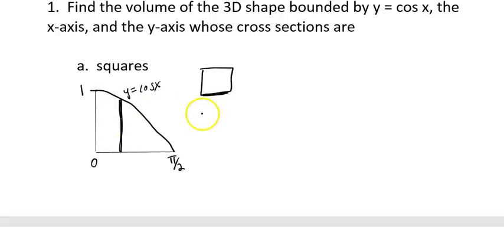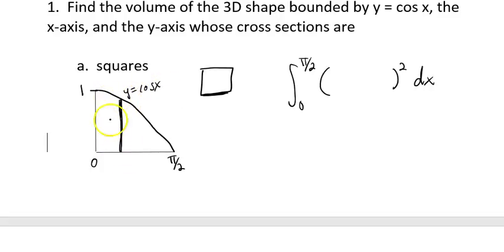Now, how this works is, where are we adding up these slices? Well, I'm slicing all through here, so I'm adding them up from 0 to pi over 2. So I'm going to make the integral from 0 to pi over 2. Since it's a square, I'm using the area formula for a square, which is side squared. The side that we know is that bottom side, and all the sides on a square are the same. That bottom side is the distance from the x-axis to the graph of cosine x.